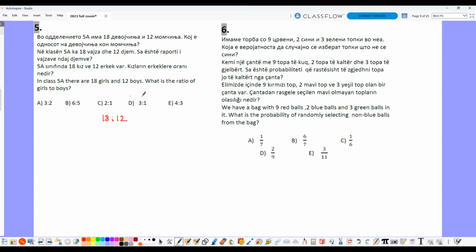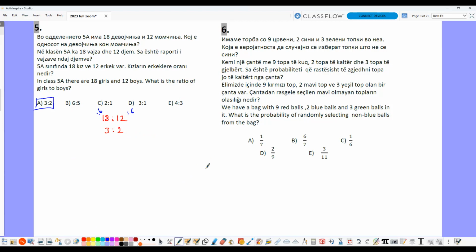But as you see, we don't have answers like 18 and 12, which means it's expected here to be simplified, both of them by the same number. So 18 and 12 are both divisible by 6. So I'm going to divide both sides by 6. When you divide by 6, 18 divided by 6 is equal to 3. And 12 divided by 6 is equal to 2, which means the answer is A, it has to be.